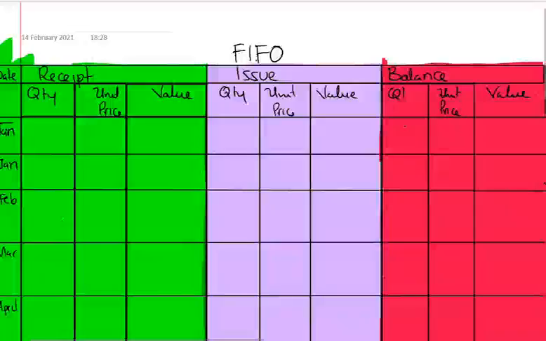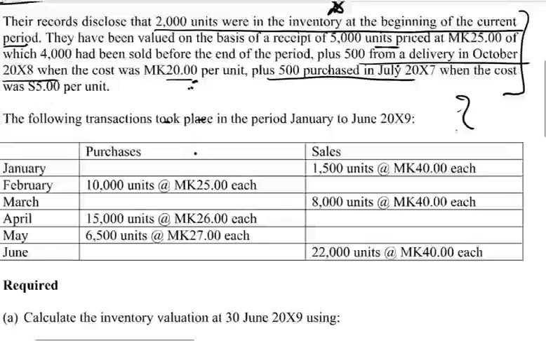So in January, our opening inventory should be 2,000 units, cost at 25 being 50. So that's our opening inventory using FIFO. So it's 50. So let us now go transaction by transaction. So let us look at the first transaction. They sold 1,500 units, right? So let us do that sale.